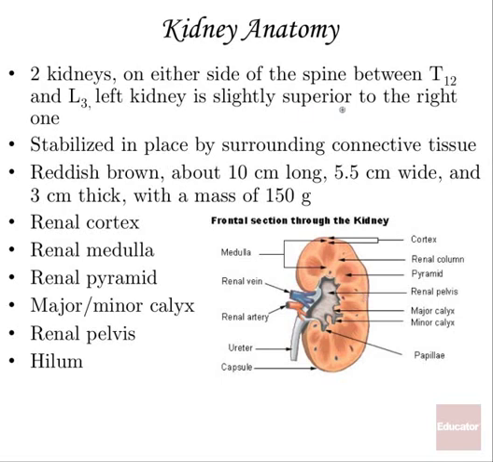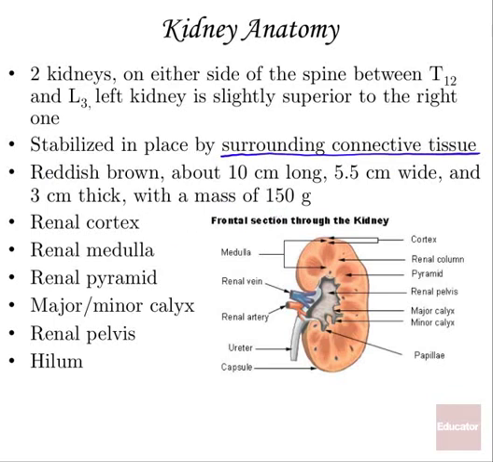But the left kidney is slightly superior, slightly higher than the right one. They are held in place by surrounding connective tissue, and that surrounding connective tissue includes the peritoneum, a nice wrapping around abdominal organs that keeps them in place. And there are other neighboring organs that help keep them in place. They're reddish brown. The reddishness, of course, is because of the high blood flow. There's a lot of blood going to your kidneys every second of the day. They're about 10 centimeters long, 5.5 centimeters wide, and about 3 centimeters thick, with a mass of about 150 grams each.